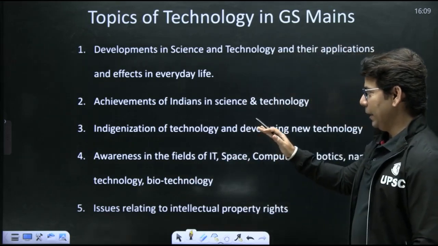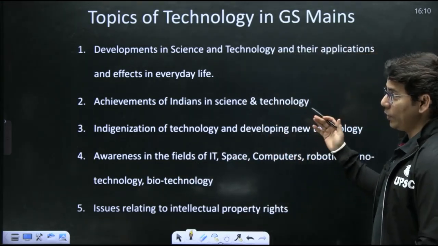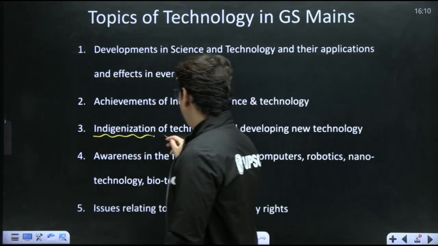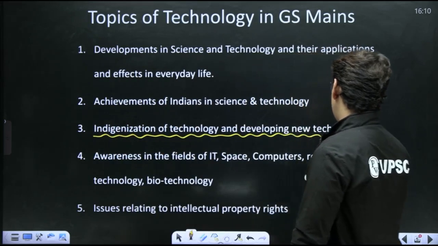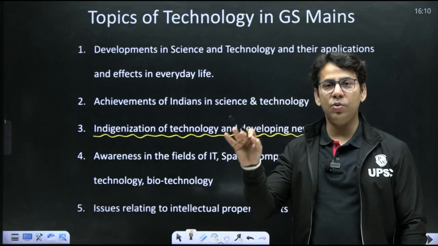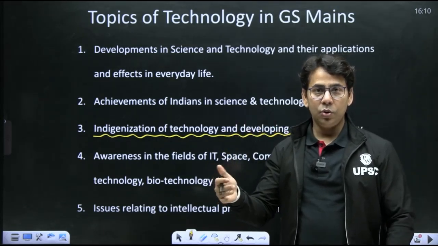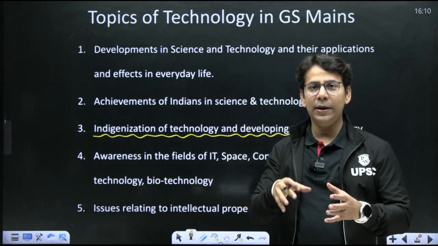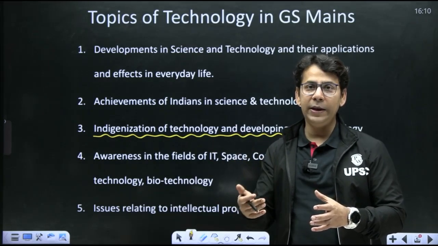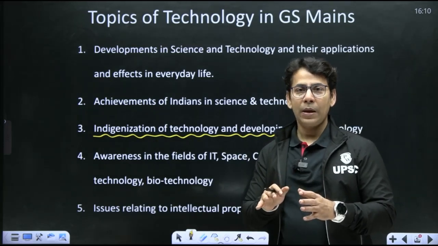Third is indigenization of technology and developing new technology. That is very important. Nowadays when you look into the question paper of the main examination, they always talk about the Indian aspect of the technology, what India is doing, what this technology can do to Indian society, right? So the Indian position in that technology, the plans, policy, the funding, any kind of mission that we are going through, that must be taken care of.